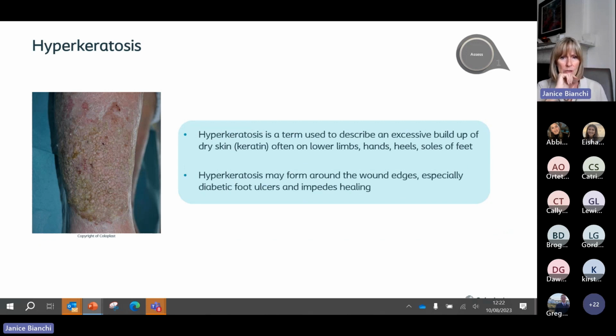And then hyperkeratosis is another condition that you see in the peri-wound skin. It's often seen on the lower limbs, particularly in patients with leg ulcers, but also it can be seen in the hands, the heels, the soles of the feet, and in diabetics, particularly on the feet. And again, this can impede healing, and we should try to get rid of this hyperkeratosis if we possibly can.